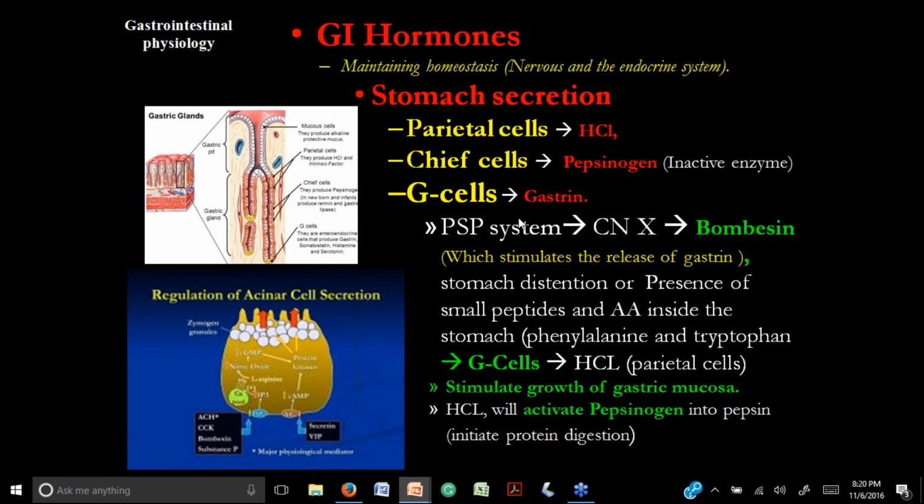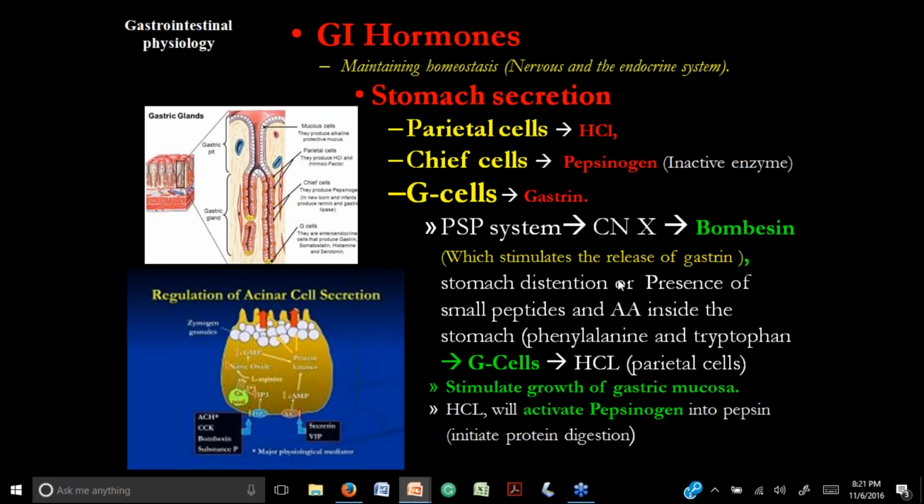All right. So, for example, we have again the parasympathetic nervous system. They are going to go through the pneumogastric nerve. We have a hormone called bombesin, which stimulates the release of gastrin. So if you remember the parasympathetic nervous system, cranial nerve number 10, acetylcholine. Acetylcholine is going to activate the G cells to release gastrin, and the gastrin is going to stimulate the chlorhydric acid to be produced. And this, at the same time, is going to activate the pepsinogen into pepsin.